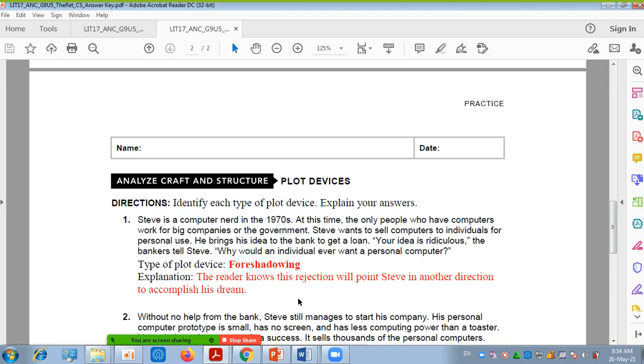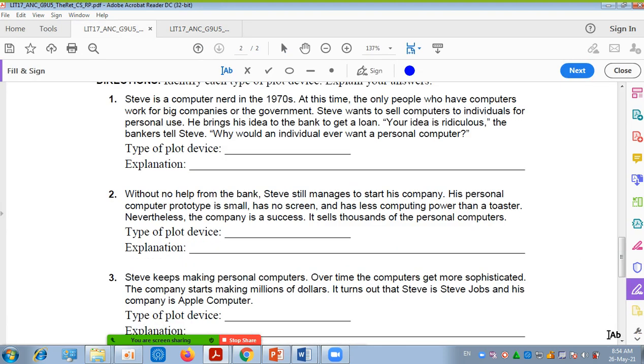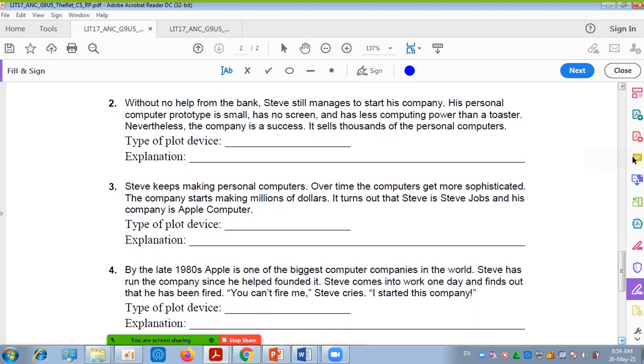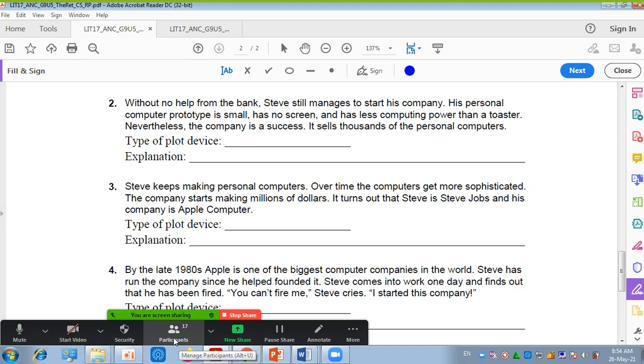Why am I doing this? Maybe, Zena, if we didn't know Steve Jobs, I could predict that this is situational irony, but we already know Steve Jobs, and we know that he achieved his dream and more. So that's why the reader already knows that this setback didn't stop him. It made him find another direction in order to accomplish his dream. Okay, or not convinced? No. Okay. Number 2, Ranim?